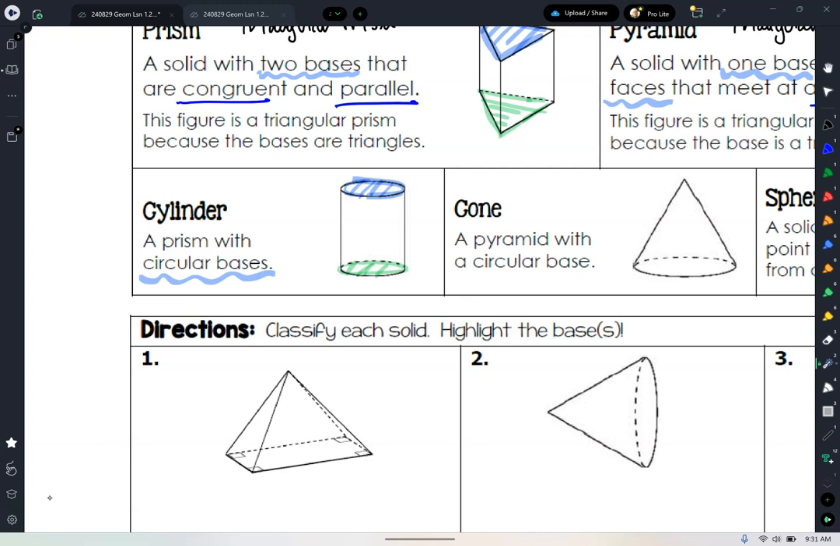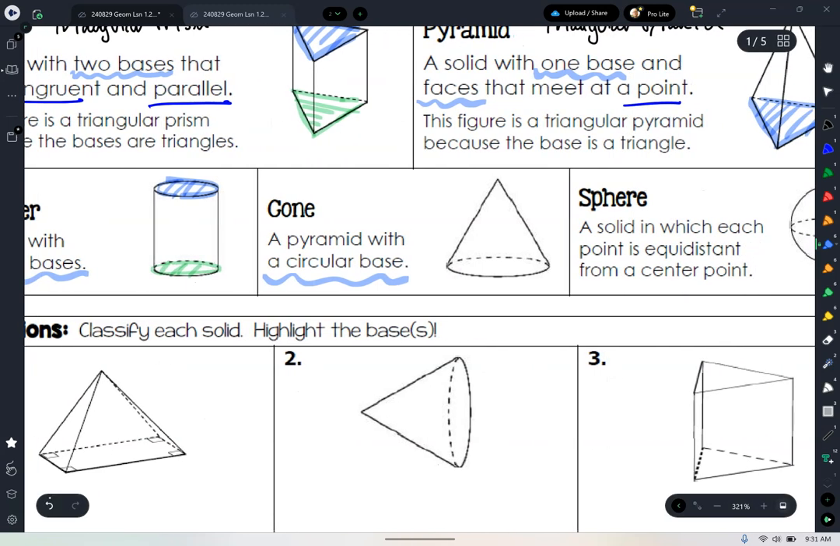Okay. Well, then a cone is just a pyramid with a circular base. Well, that's easy. All right, highlight your base for your cone. You should have highlighted that, right? Everybody good? Easy enough?